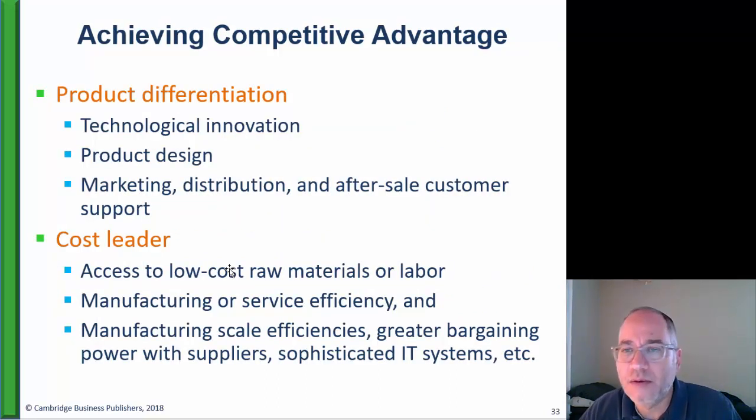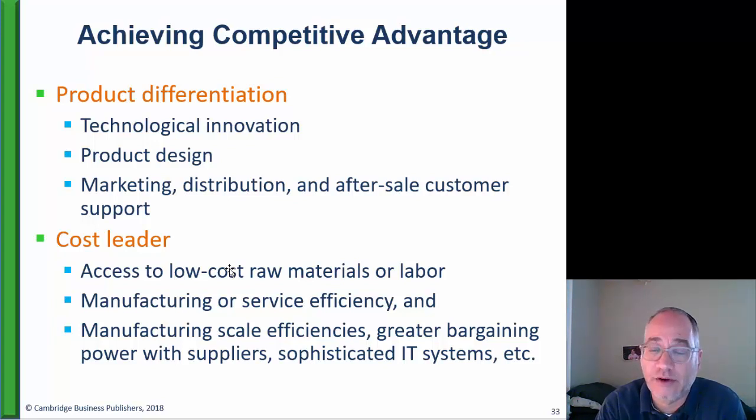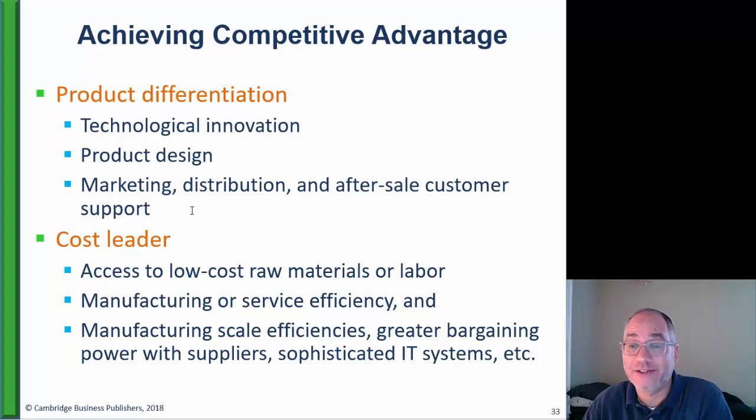So some common competitive advantages, one would be what we call product differentiation, where you would make your product so much better in some way from your competitors that customers can see the difference. Three ways to do that would be technological innovation, something unique about your product design, or marketing, distribution, after-sale customer support. For example, let's talk about Starbucks. It's very good coffee. That would be product design. And marketing, distribution. They're all over the place.